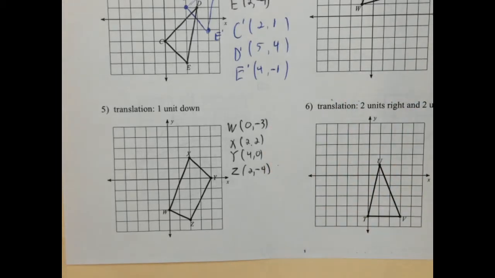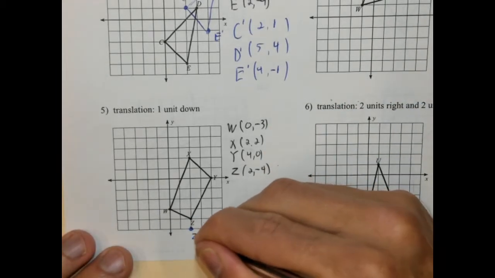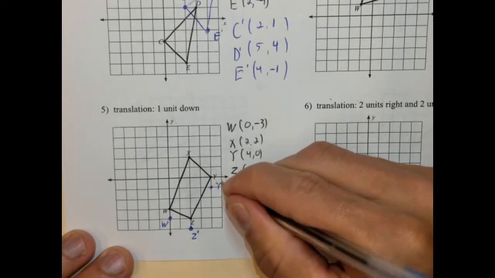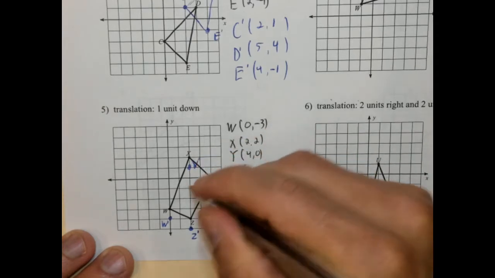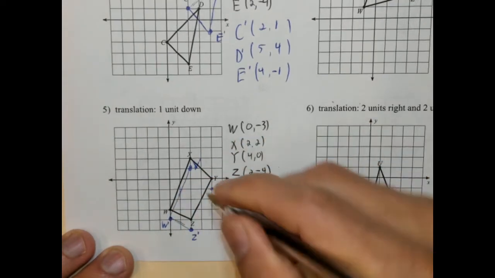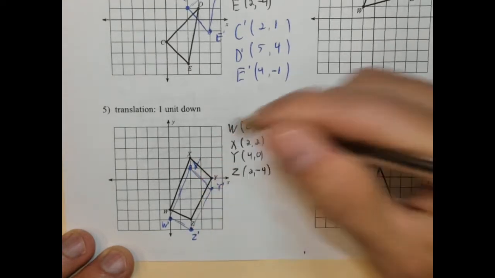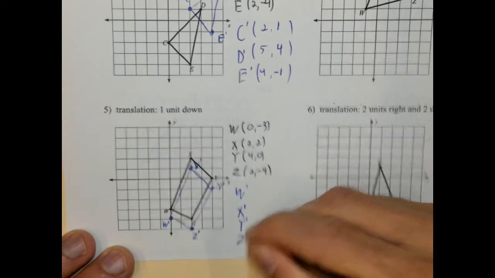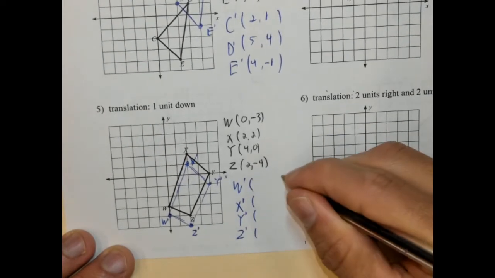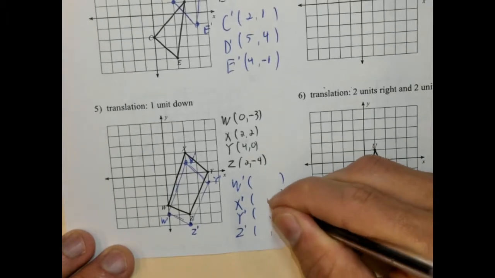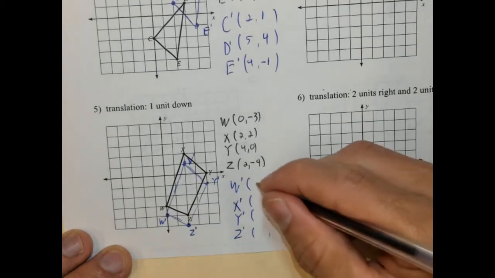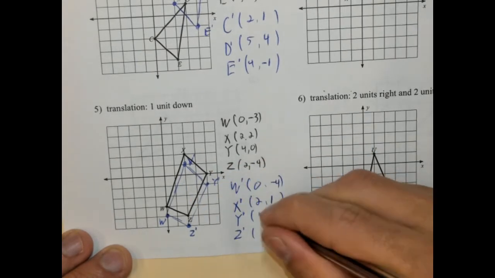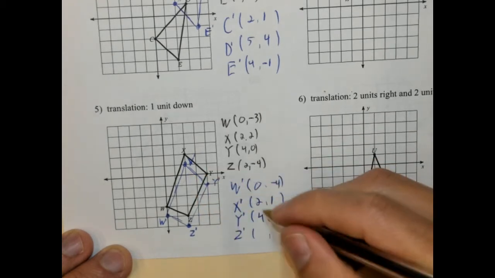Okay, so now we're going to go 1 down. So that's pretty straightforward. So 1 down, Z prime. W, 1 down, W prime, 1 down is Y prime, and 1 down is X prime. And it should preserve congruency, which it does. So W prime, X prime, Y prime, and Z prime. So W prime is (0, -4). X prime is (2, 1). Y prime is (4, -1), and Z prime is (2, -5).